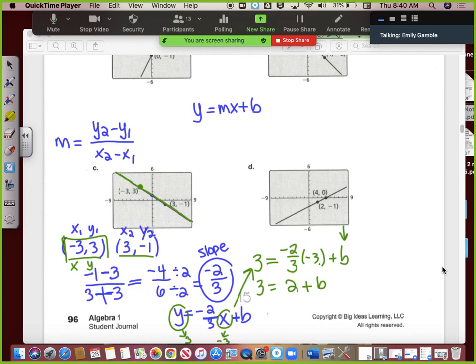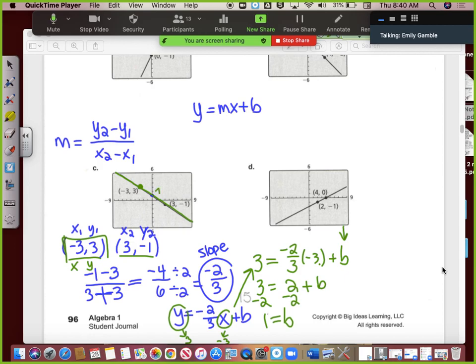I have 3 equals 2 plus b. What would I do to solve for b? What would I do to move the 2 out of the way? Add, subtract, multiply, or divide? Subtract. Yep, I'm going to subtract both sides by 2. 3 minus 2 is 1, so we get that b, which is the y-intercept, is indeed 1.